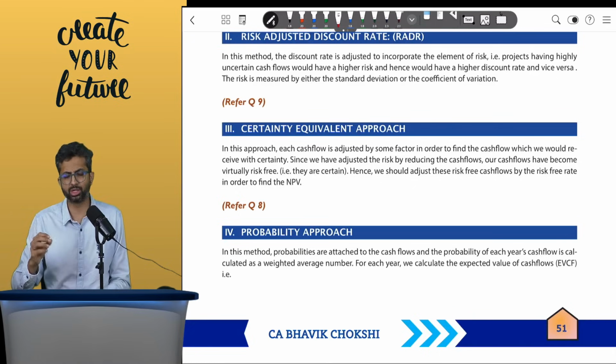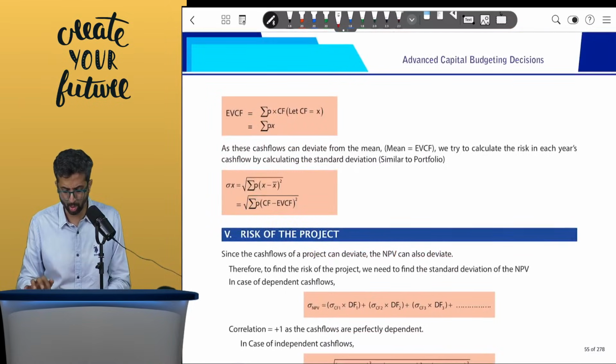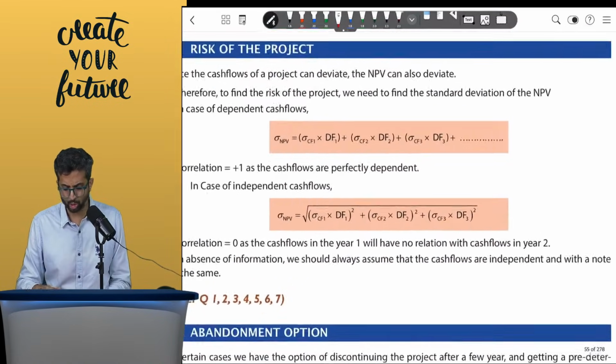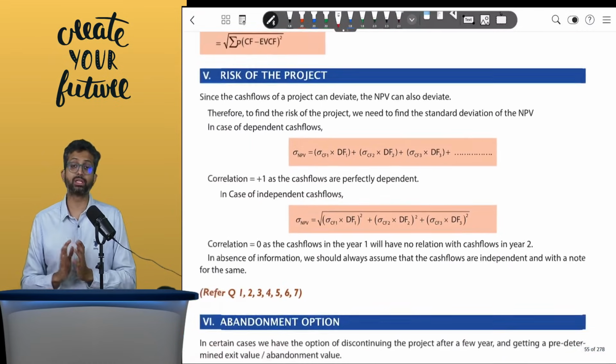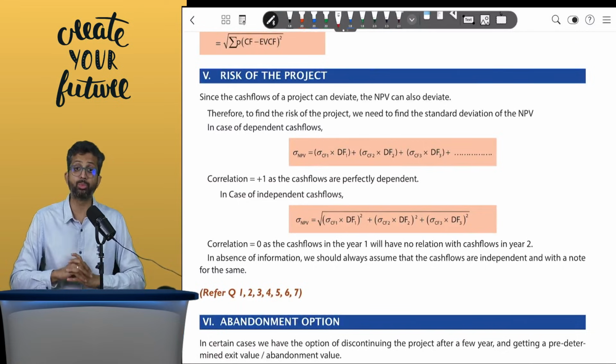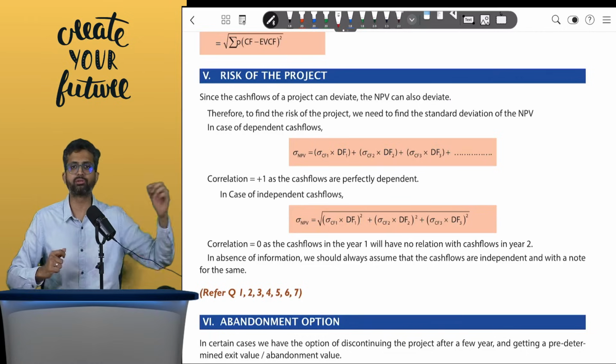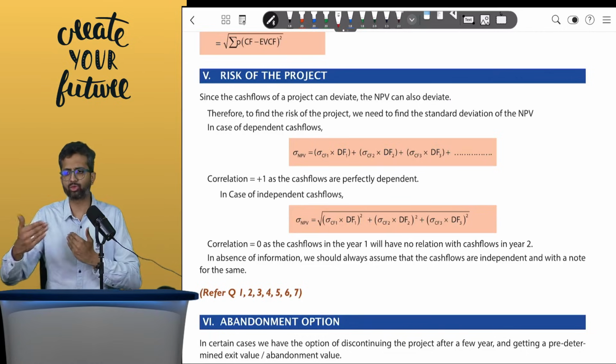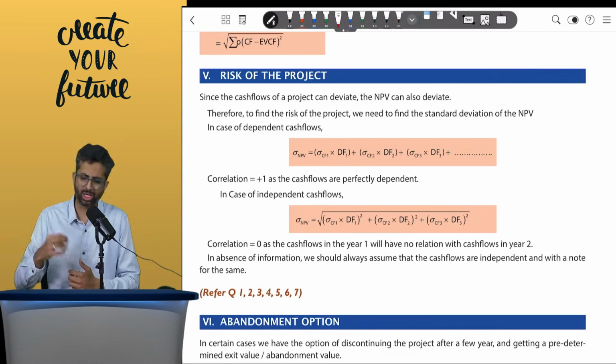Year 2 will arise in year 2, so there will be a discounting factor adjustment. So how do you do the workings for that? Well, there are 2 methods depending on whether there is a dependent cash flow or independent cash flow. If nothing is given, we'll assume that there is an independent cash flow, in which case the correlation between the cash flow of year 1 and year 2 is 0, or dependent cash flow, in which case the correlation between the year 1 and year 2 cash flow is taken to be 1.